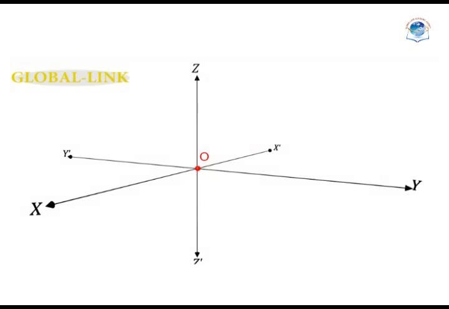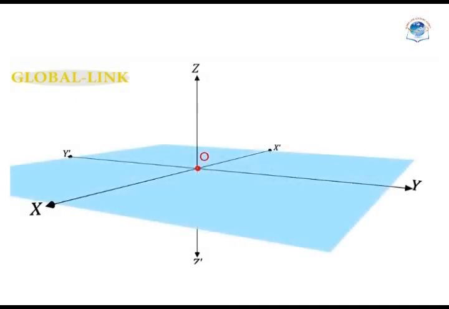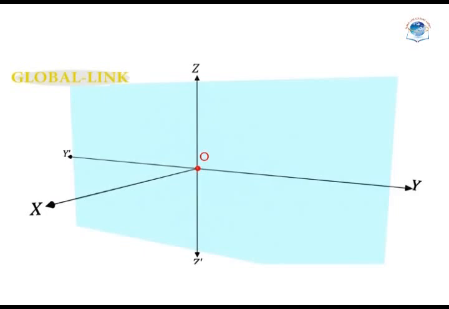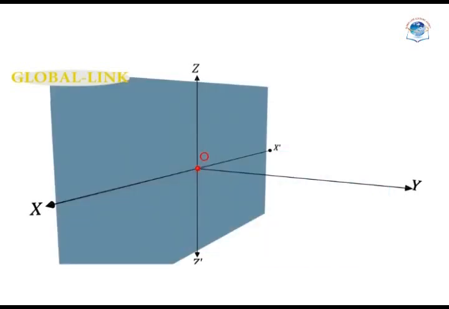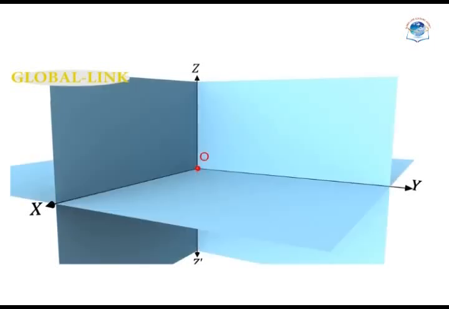The plane formed by the X and Y axis is called the XY plane. Equally, the plane formed by the Y and Z axis is called the YZ plane. And the plane formed by the Z and X axis is called the ZX plane. The three planes divide space into 8 octants.